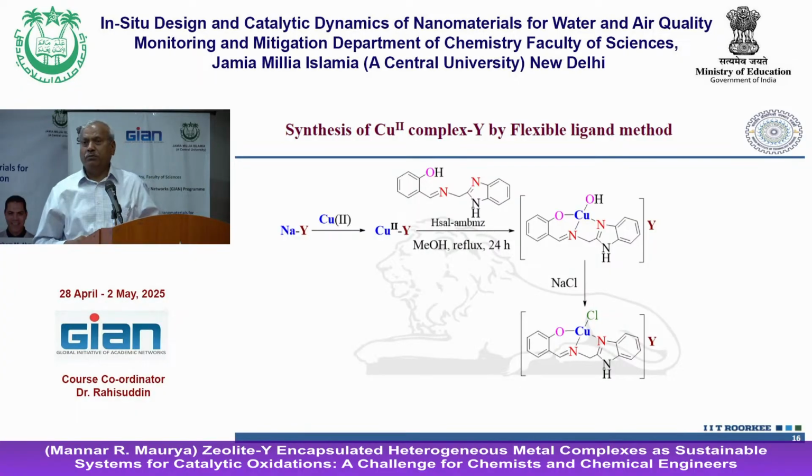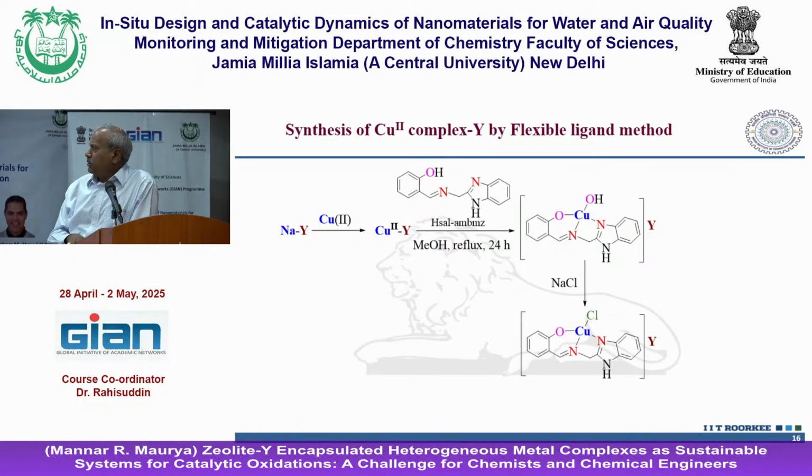We have applied the flexible ligand method to prepare such metal complexes. Okay, and when you look at it, the strategy is the same. There is no change for that. So we have prepared that compound in the first step. Now the Y represents the zeolite. And then by sodium chloride exchange, all excess metal ion has gone out and the OH group is replaced by the chloride ion. So this metal complex has formed there.